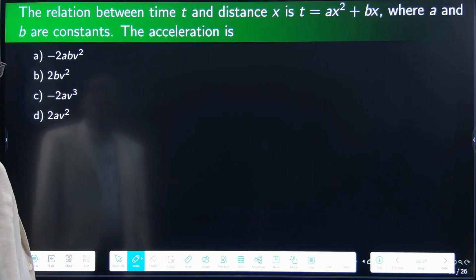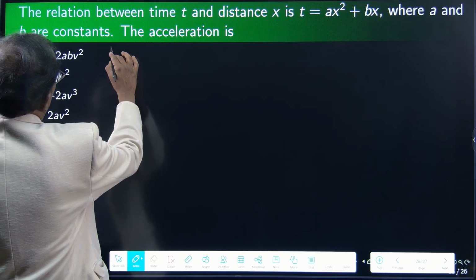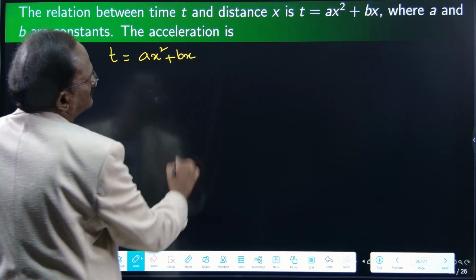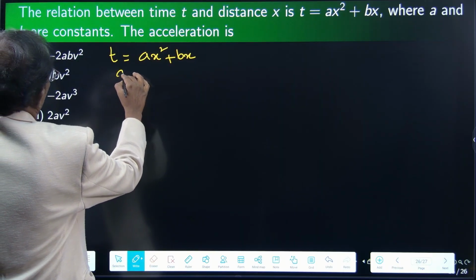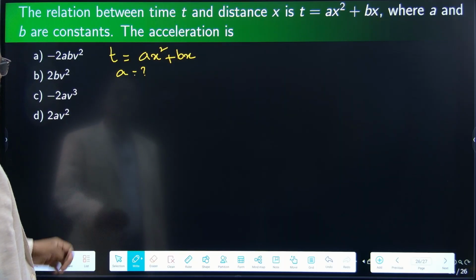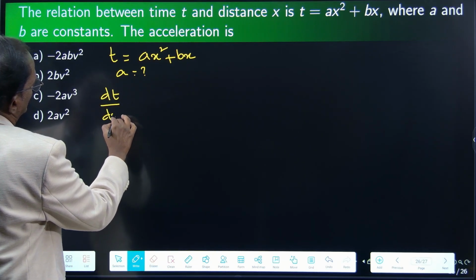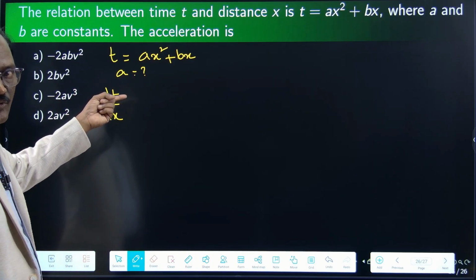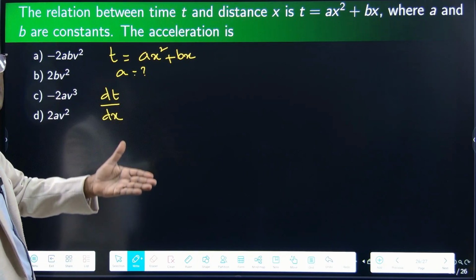Next problem, the relation between time t and the distance x is t is equal to ax square plus bx, where a and b are constant. The acceleration a is what? T is equal to ax square plus bx. Acceleration is asked, right? So first let us find dt by dx. Differentiate it. If we take the reciprocal, we will get dx by dt. That is the velocity. After finding the velocity, we will come to find what is acceleration, right?